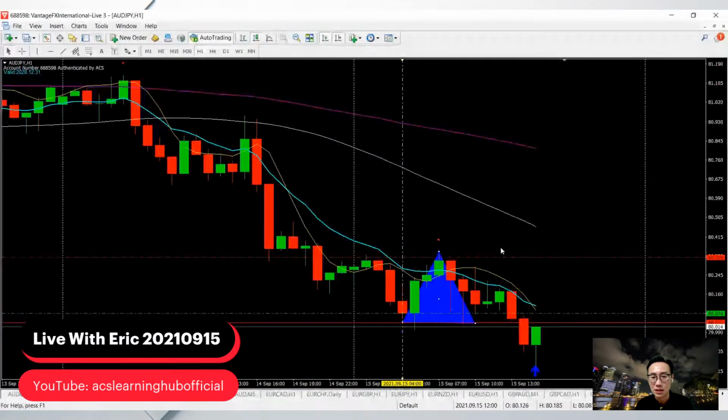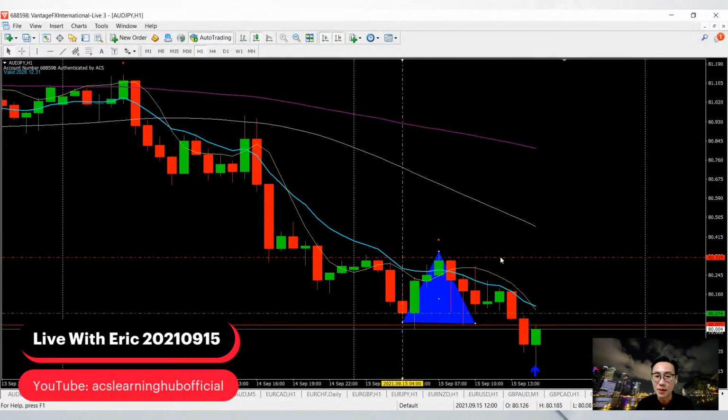We have a question here. The question here is that, so that means to say, if I'm going to buy, I should enter at the support and actually exit at the resistance.